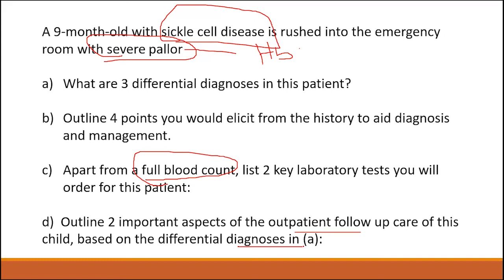Again, ensure the vaccinations are up to date. Parents know how to palpate the spleen. Educate the parents on malaria prevention, and educate the patient on how to identify danger signs and adequate hydration. You can go on and on. All right.